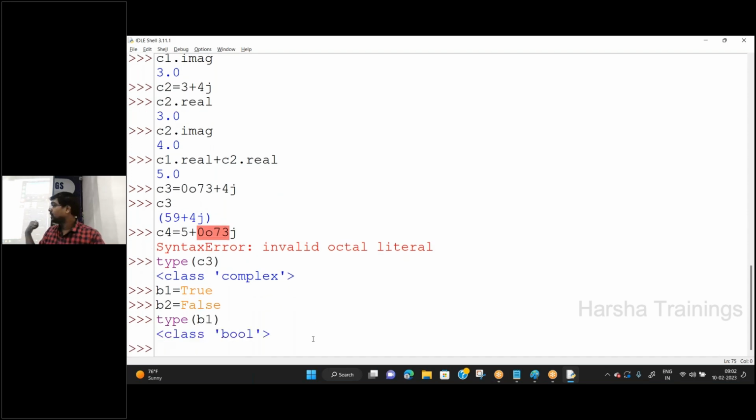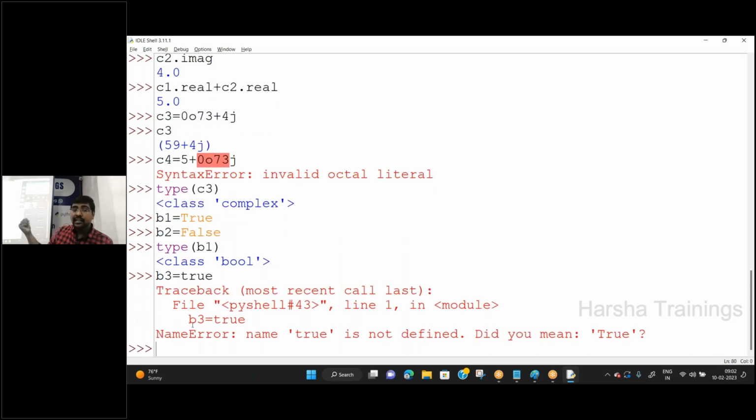Type of B1. The answer is bool. Now, I already said everyone must and should remember, T is uppercase, F is uppercase. For example, if by mistake you give it in lowercase, see this one. It gives an error. Observe the colors. By observing the colors also you get one point. So true, see this one. It gives an error. What is the error? Name error. What is name error?